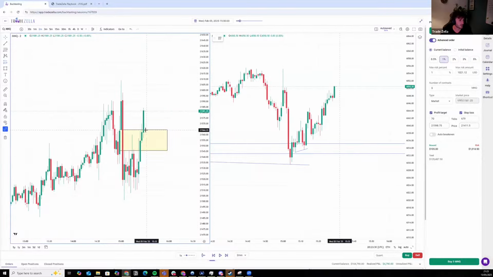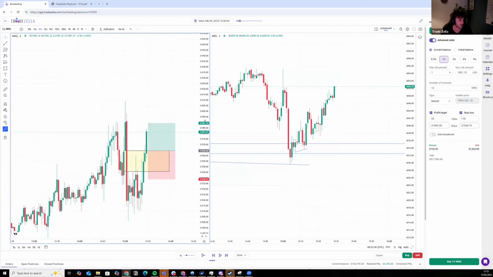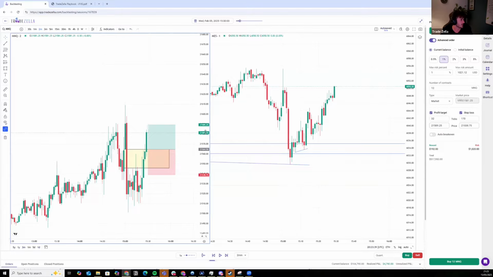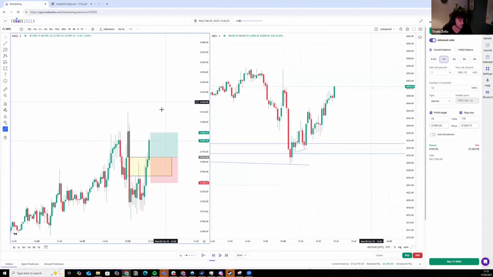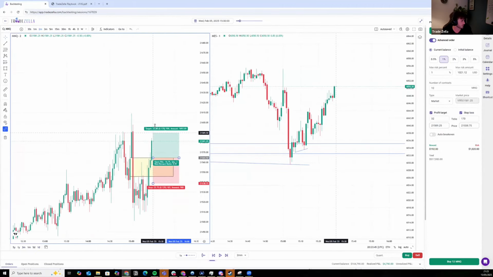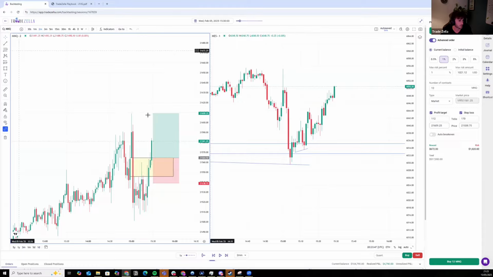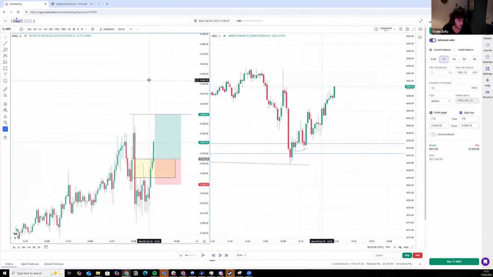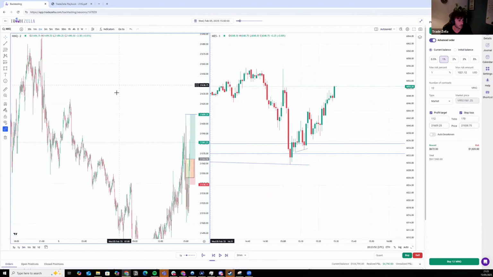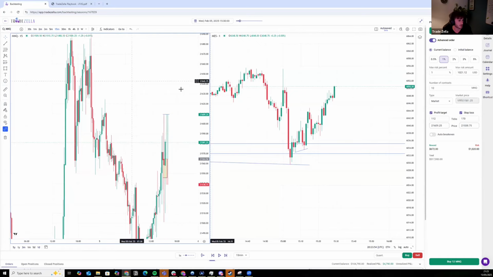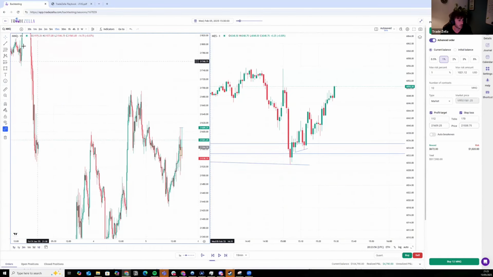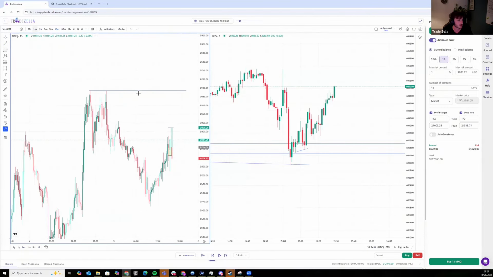The size of the fair value gap doesn't necessarily matter, but it's more of a risk to reward situation. If it's a massive fair value gap, I'm not going to get a very good risk to reward on that trade. So the first target would be here. Second target, where are we looking on the higher time frame? Potentially these highs. If you were to really drag it out, I'd probably just go for this high on this trade though.